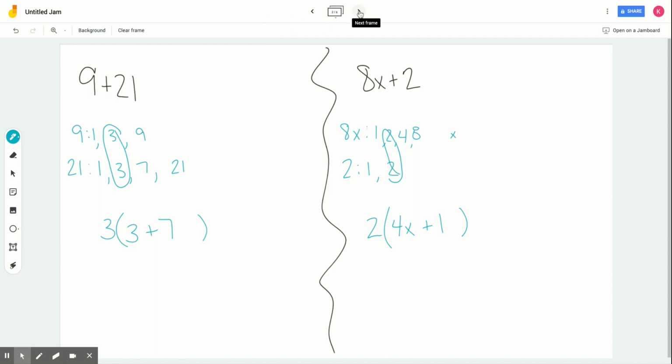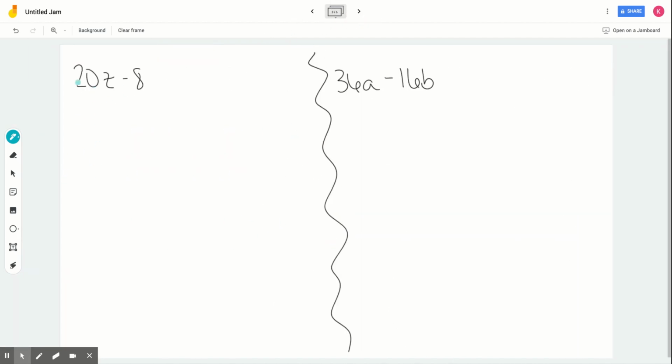So let's take a look at a few more. On my next one here, I have 20z minus 8. So my factors of 20 are 1, 20, 2, and 10, and 4, and 5. My factors of 8 are 1 and 8, 2, and 4. So my greatest common factor is 4. So 4 goes on the outside. 4 times what makes 20z? That would be 5z. 4 times what makes negative 8? That's negative 2.